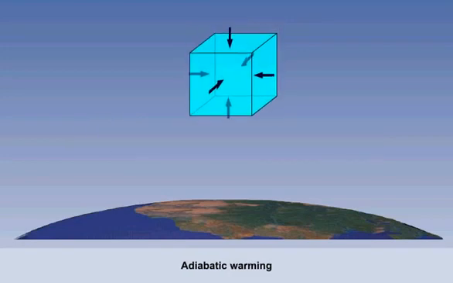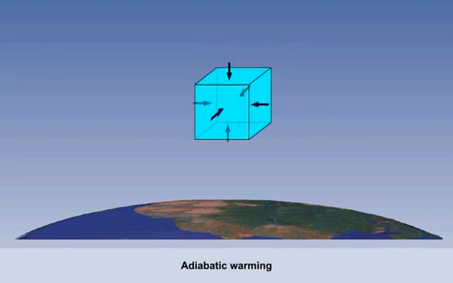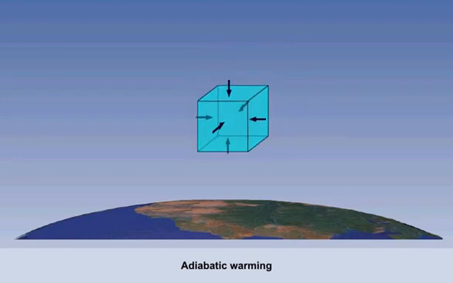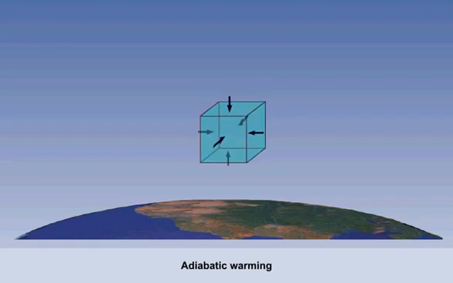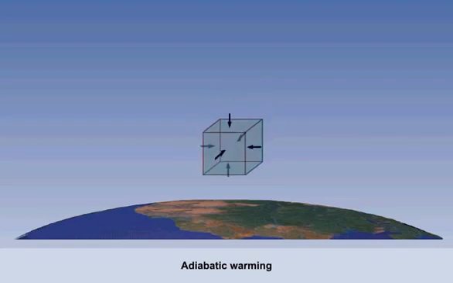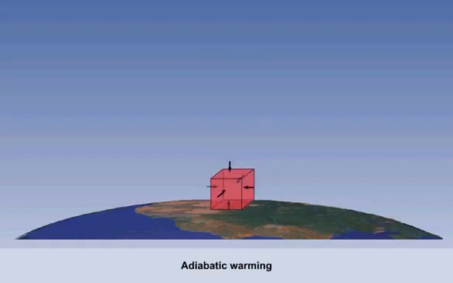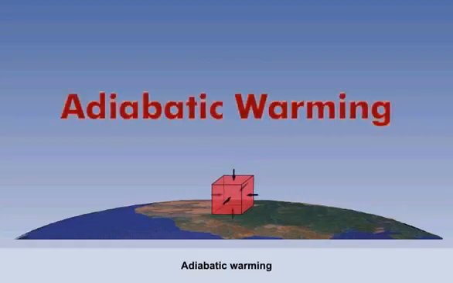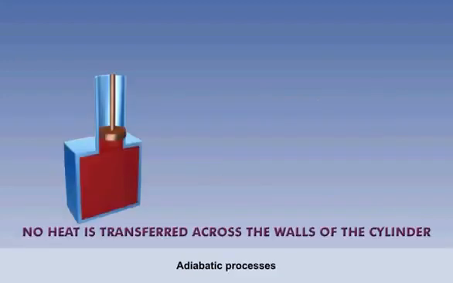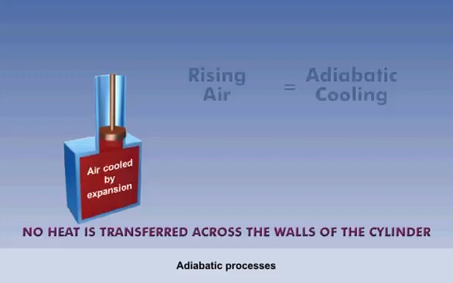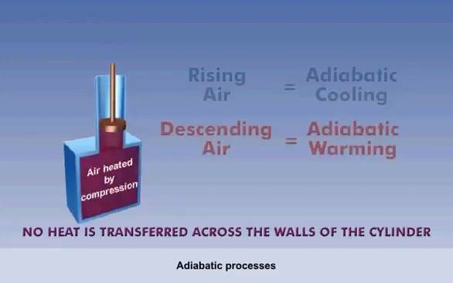The opposite is also true if we look at a parcel of air that is forced to drop to a lower level within the atmosphere. As the surrounding pressure increases, it forces the parcel to contract. This increases the internal temperature of the parcel. Therefore, we now have adiabatic warming. So, air moves around within the atmosphere. As it rises, it expands and cools adiabatically, and as it descends, it's compressed and so warms adiabatically.